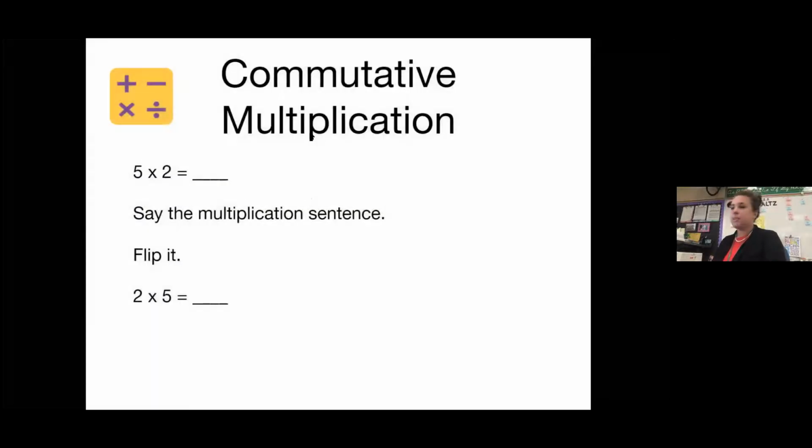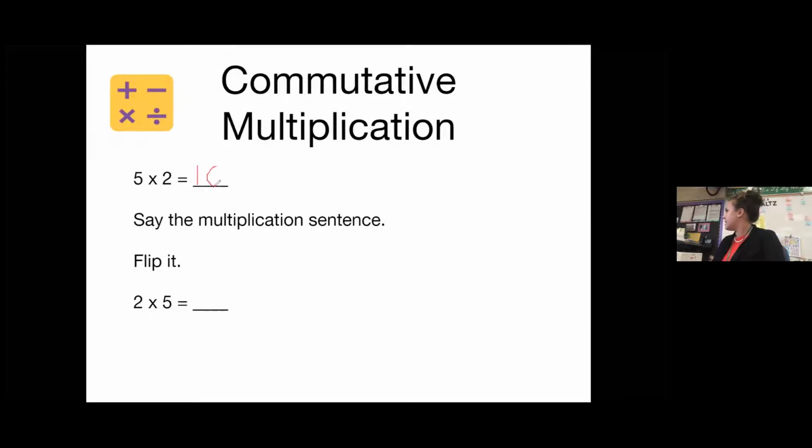All right, same thing. Let's say it together. 5 times 2 equals 10. Now we're going to flip it. The commutative property, we should get the same answer. 2 times 5 equals 10. Very good.